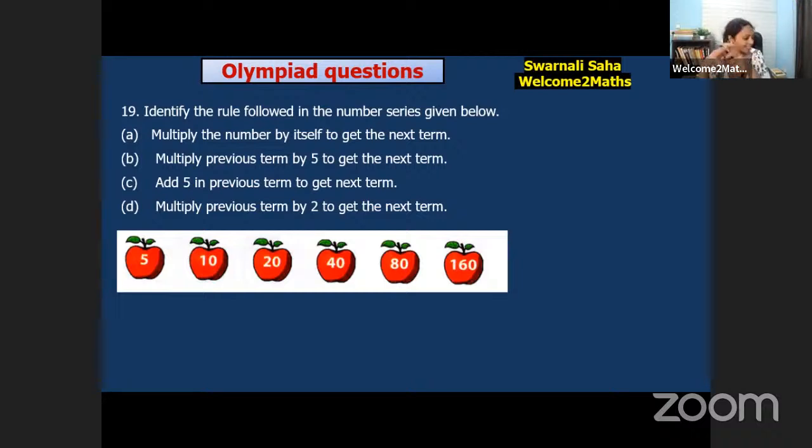Question D. Acha, very good. You all solved this and D is the answer.